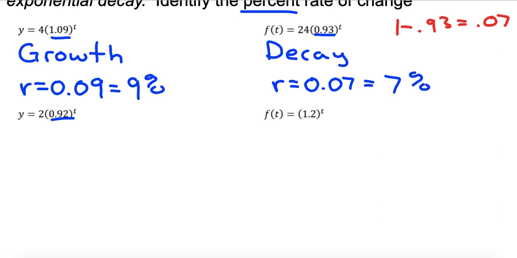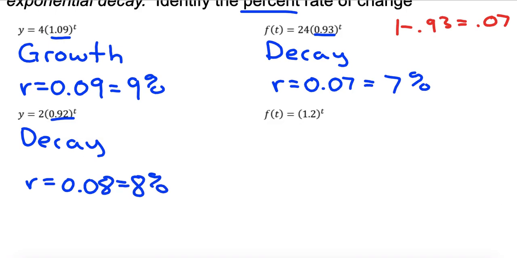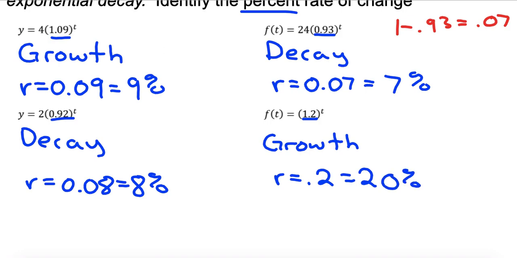Okay, for the first one, that number is smaller than 1, so it is decay. How much smaller? Well, 0.08, which is 8%. And for the last one, we have something greater than 1, so it is growth. How much greater? Well, 0.2. And 0.2 is 20%. Remember, it's not 2%, it is 20%. We have to move that decimal twice.